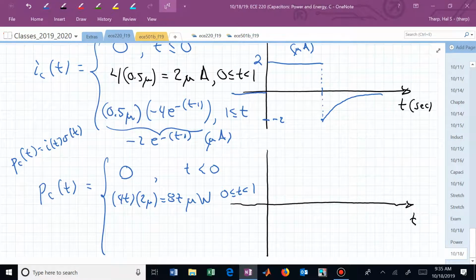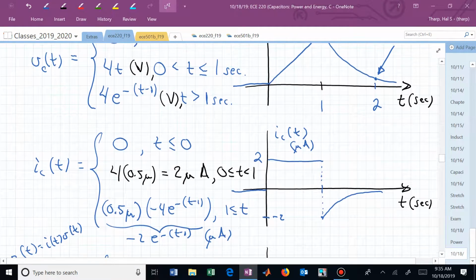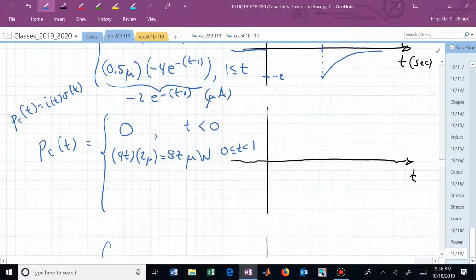For time bigger than 1, I now need to multiply the 4e to the minus quantity (t minus 1) times a minus 2e to the minus quantity (t minus 1). Those exponents add. I end up now with e to the minus 2 times the quantity (t minus 1). And I now have minus 2 times 4 to give me minus 8 e to the minus 2 (t minus 1), and that's for time bigger than 1. And the units are microwatts.